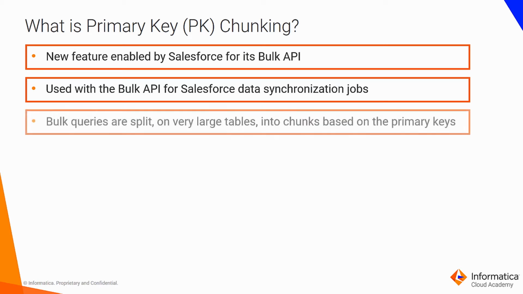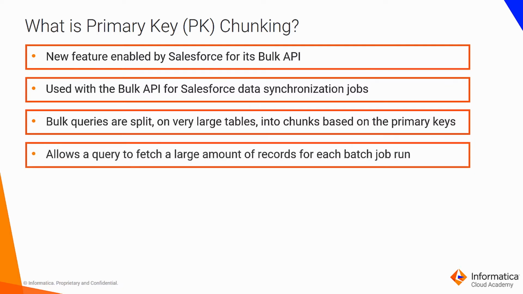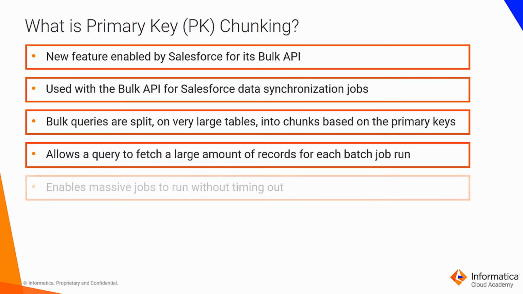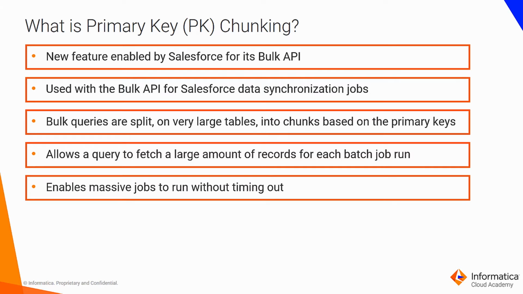If PK chunking is enabled, then bulk queries on very large tables are split into chunks based on the primary keys of the queried records. Each chunk is processed as a separate batch that counts toward your daily batch limit, and you must download each batch result separately. You must specify the size of the chunk while enabling PK chunking. This feature allows a query to fetch a large amount of records for each batch job run. So PK chunking enables massive jobs to run without timing out.